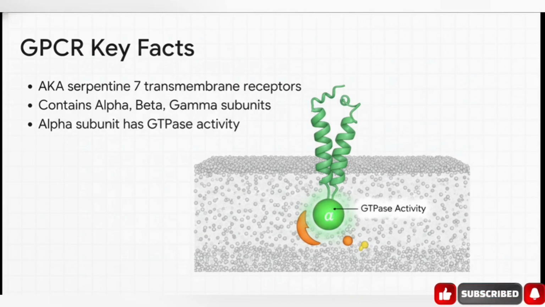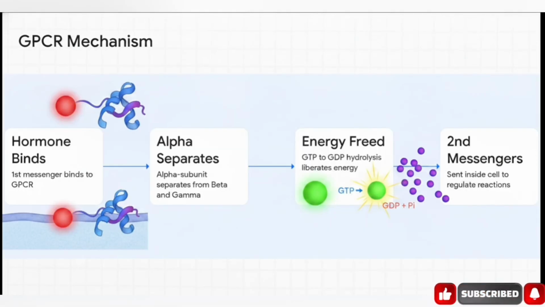Now mark this in your brain. This is a direct exam pearl. It is the alpha subunit that has the GTPase activity, not beta, not gamma. Alpha is the one doing the heavy lifting here. So the crucial point is how this mechanism actually fires. Let's walk through it slowly.